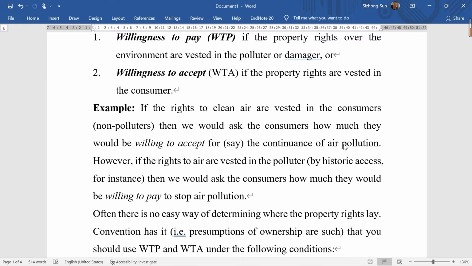However, if the rights to clean air are vested in the polluters, this could be due to historic access, for instance, then we would ask the consumer how much they would be willing to pay to stop the air pollution. So it kind of depends on who owns the rights.